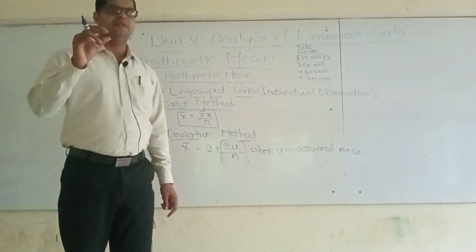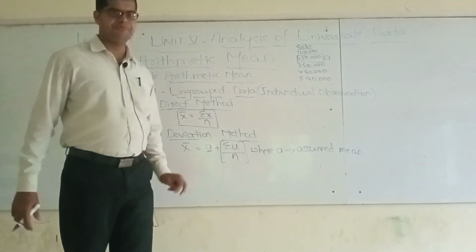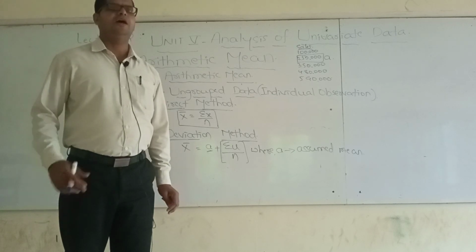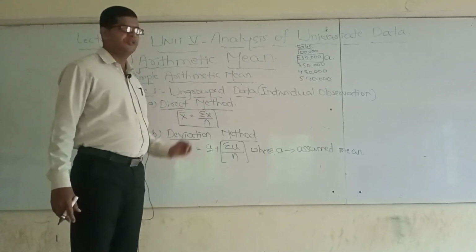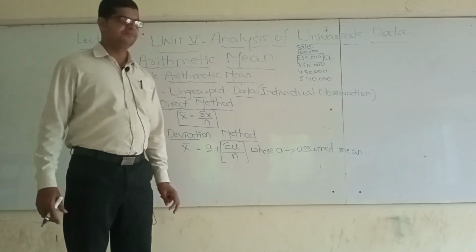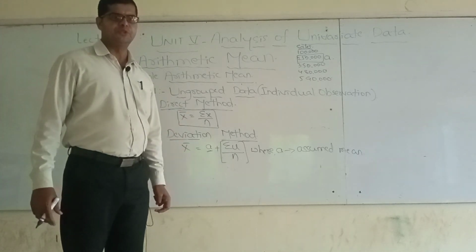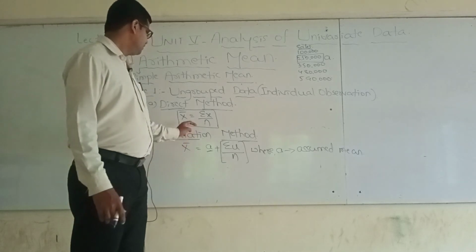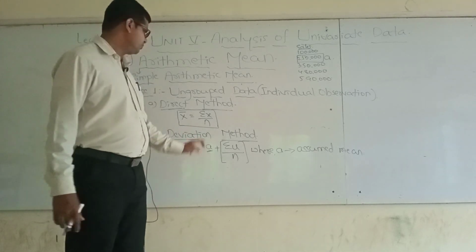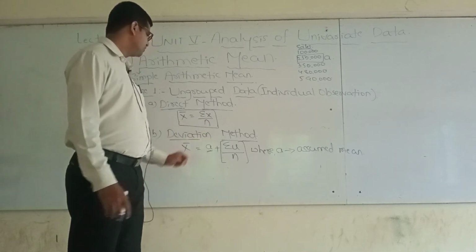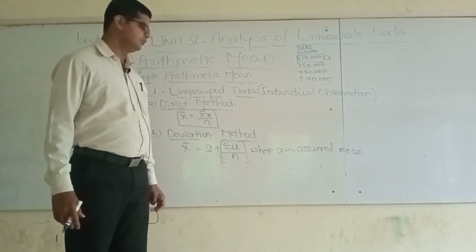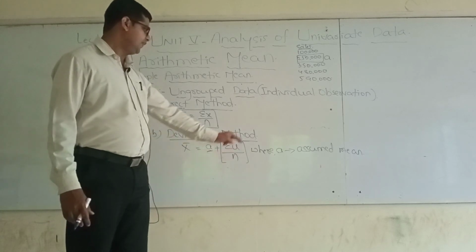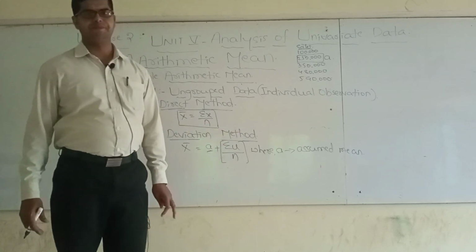We discussed simple arithmetic mean, where we have two different cases. Case number one, when given data are ungrouped. There we use two methods, direct method, where x bar is equal to summation x by n, and one more is deviation method, where x bar is equal to a plus summation u divided by n, where a is assumed mean.